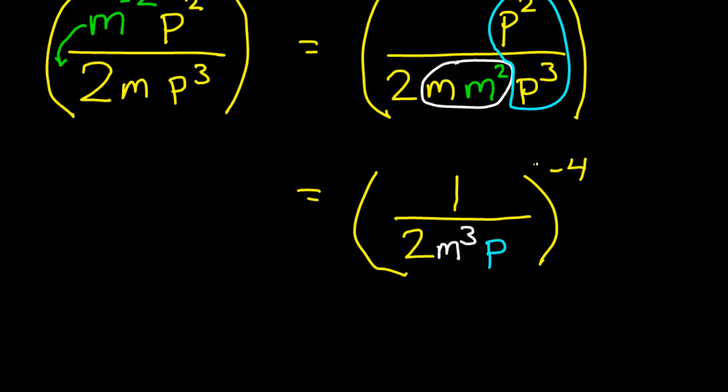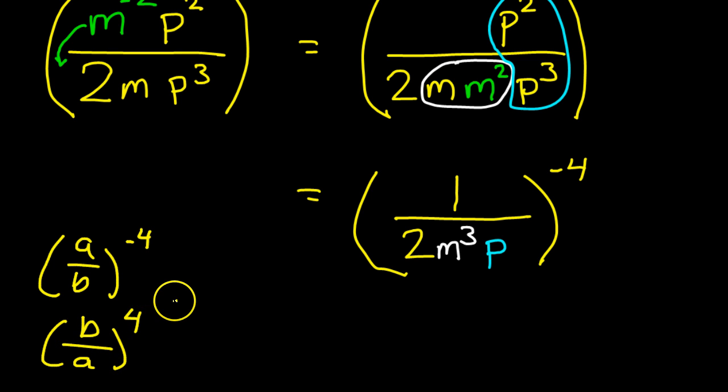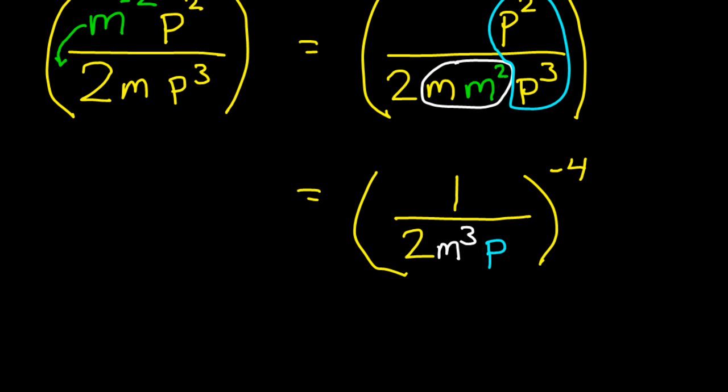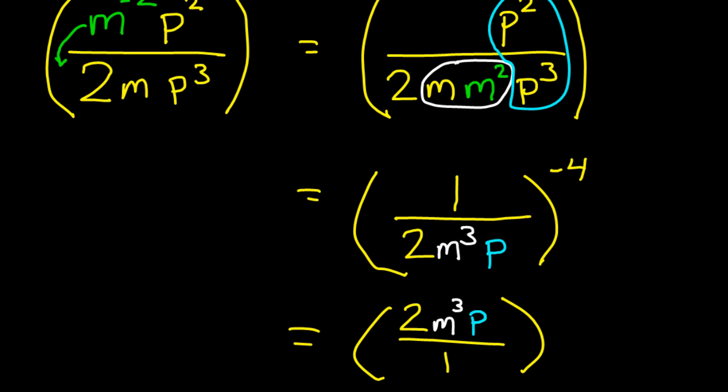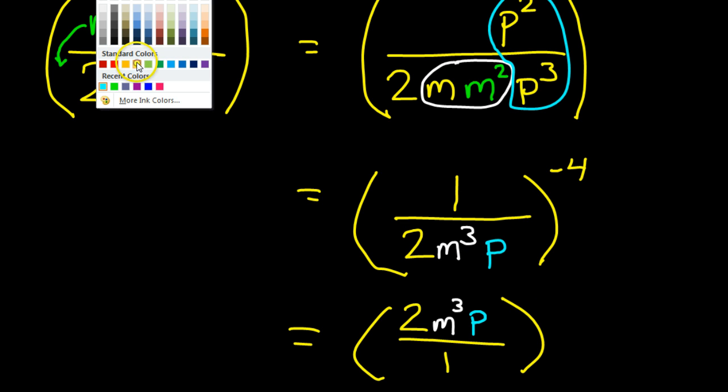Now would be a good time to go ahead and do our reciprocal thing. So like we've seen before, if you have a over b to the -4 power, that's going to be the same thing as b over a to the +4 power. Okay, let that soak in. So that's what we're about to do right now. So let's do the reciprocal. If you do the reciprocal, however, then this 1 would wind up on the bottom, and this 2m to the 3rd power p is going to wind up on the top. I'm just going to OCD and keep the colors the same for one more step. Okay, now I did the reciprocal, and I will have that +4 now.